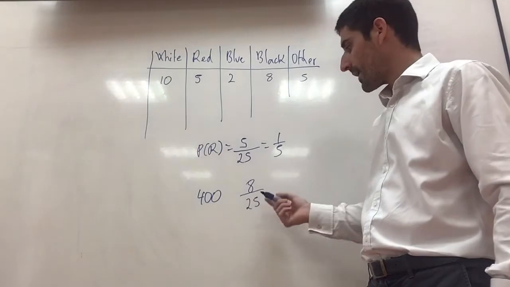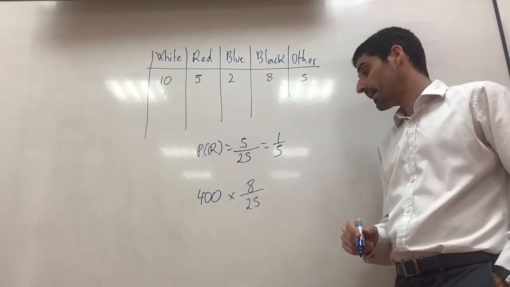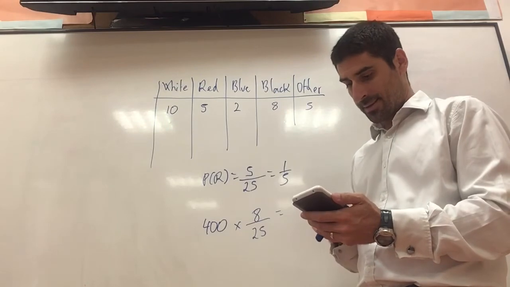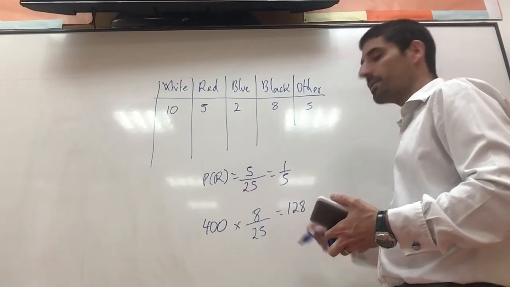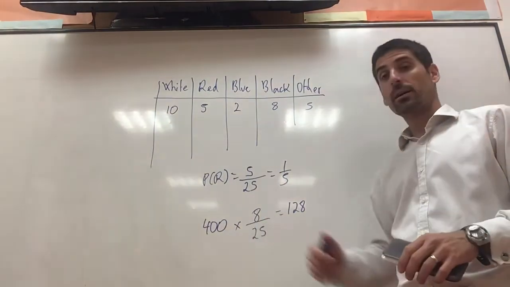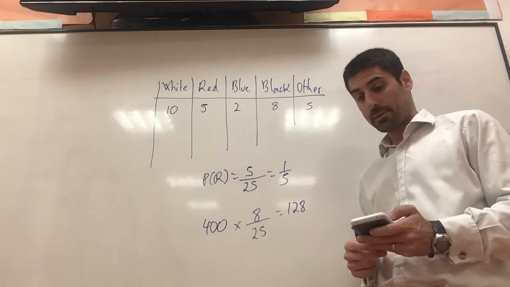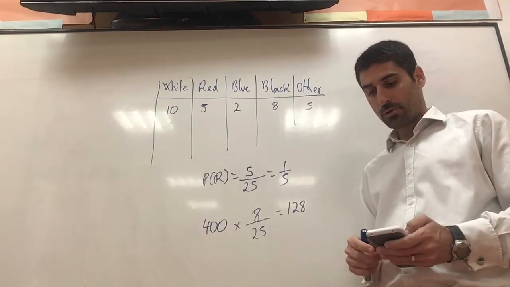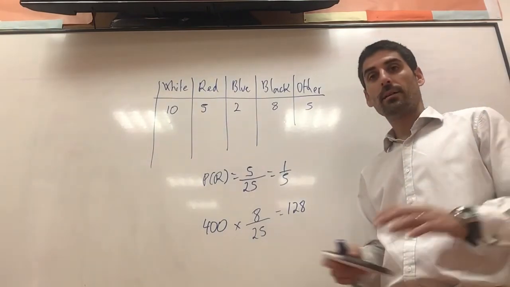So all I have to do here is find 8/25 of 400. I'm just going to multiply them together. 400 multiplied by 8 divided by 25, I get 128. So that's it. I would expect 128 cars out of those 400 to be black. And that is it. That is experimental probability in a very quick way, but not too complicated, and hopefully a nice question to get in the exam to gain a couple of easy marks.